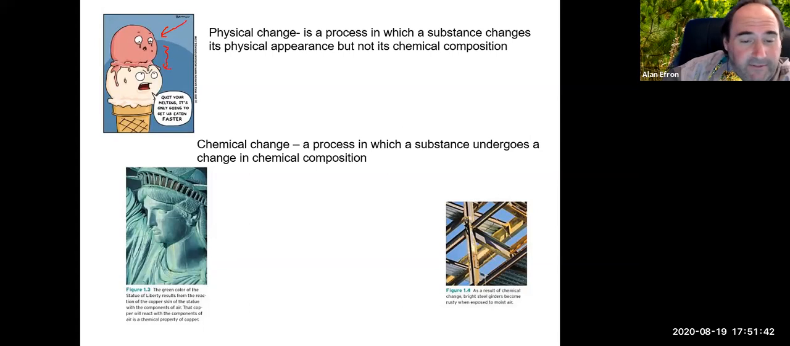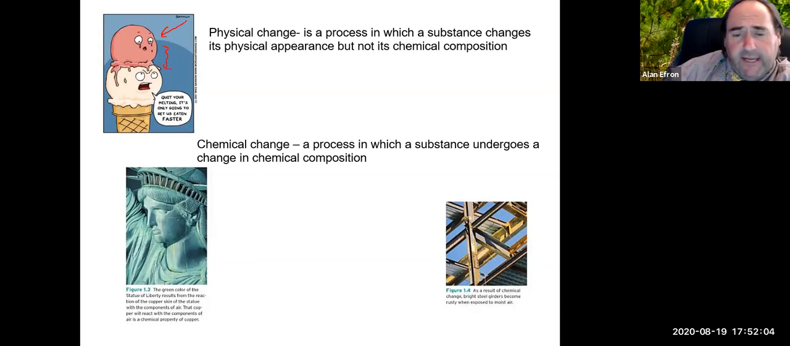But if you take that melted ice cream and put it back in the freezer, you will get your ice cream back in its original form. So you could regenerate it. Melted ice cream, solid ice cream, it's all still fundamentally ice cream. And that would be an example of a physical change. And that's very different than a chemical change.